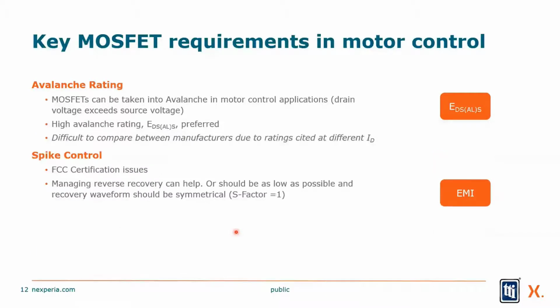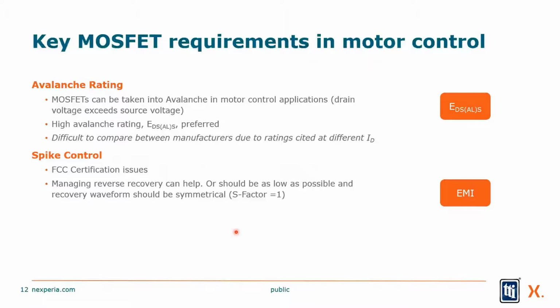Final one is the Avalanche Rating. This is the application where the drain voltage exceeds the source. The voltage is backwards on it. This is something that always happens with magnetics. When I put energy into a magnet, it creates a magnetic field. When I disconnect the electricity, that magnetic field turns back into electricity, which goes straight back into the MOSFET. So my MOSFET needs to be able to tolerate that voltage forced into it during that application. So I want a high Avalanche Rating. The difficulty is there's not really standards for that. So I know I need a good one, but how good? A little tough to measure sometimes.